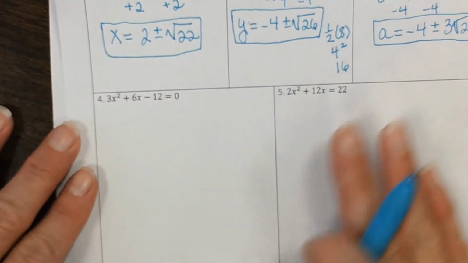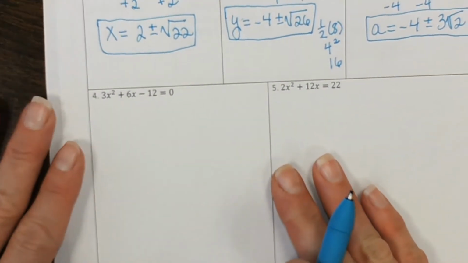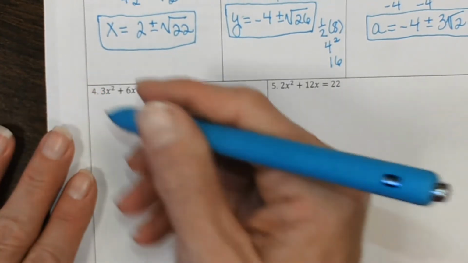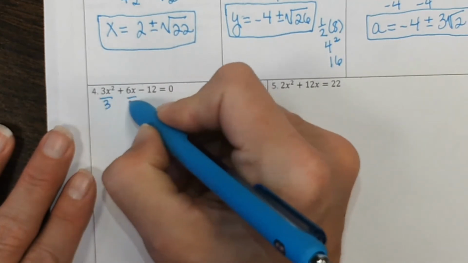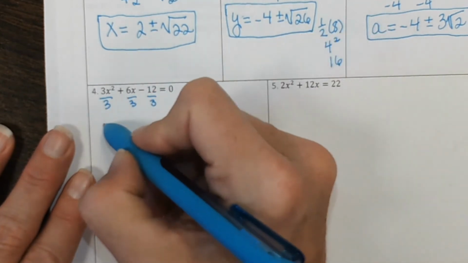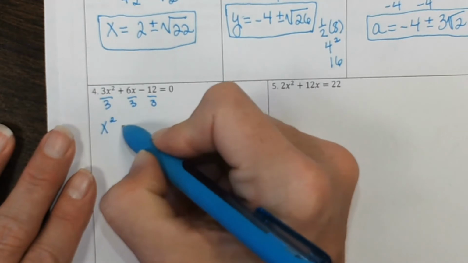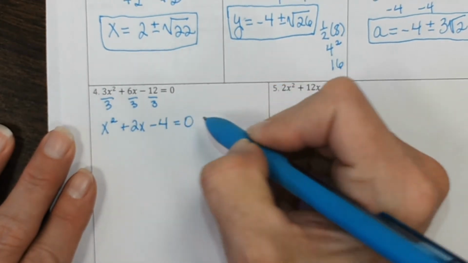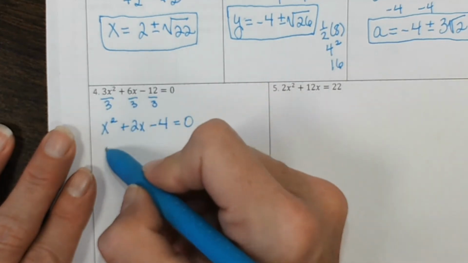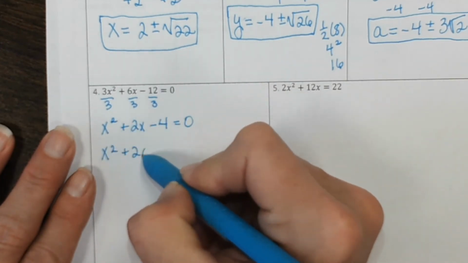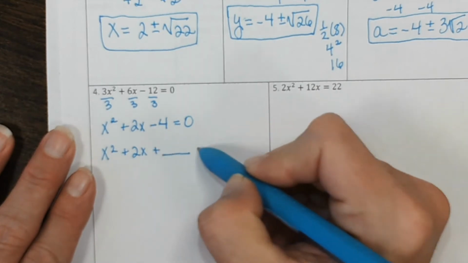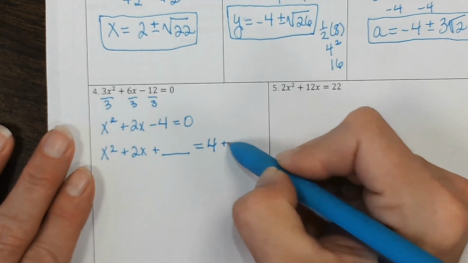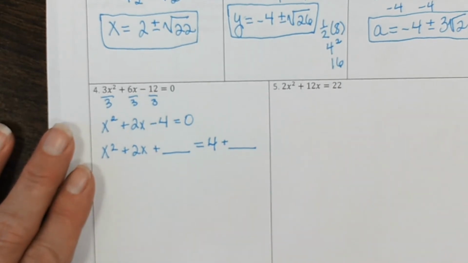All right, moving on. Okay, again, we see there's a coefficient on the squared term, so we're going to divide everything by that. Fortunately, again, they're all divisible by 3. So now I have x squared plus 2x minus 4 is equal to 0. So I need to move my constant over. X squared plus 2x. I'm going to go ahead and give myself my plus blank. I move my 4 over so it's positive on the right side, and then I give myself a plus blank.